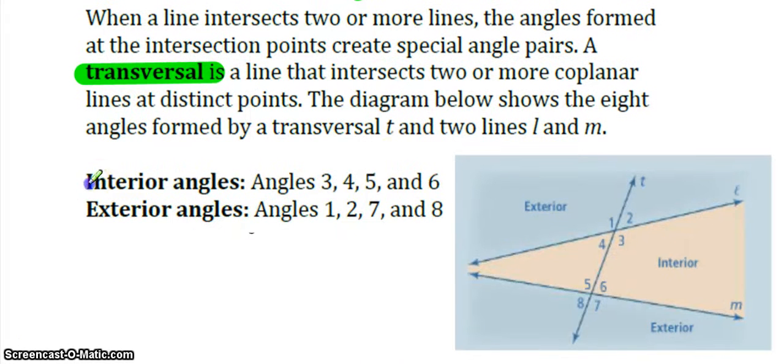So then we talk about our special angle pairs as either being interior or exterior. So my interior angles here fall inside the 2 lines, so that would be 3, 4, 5, and 6, and my exterior angles fall on the outsides, 1, 2, 8, and 7.